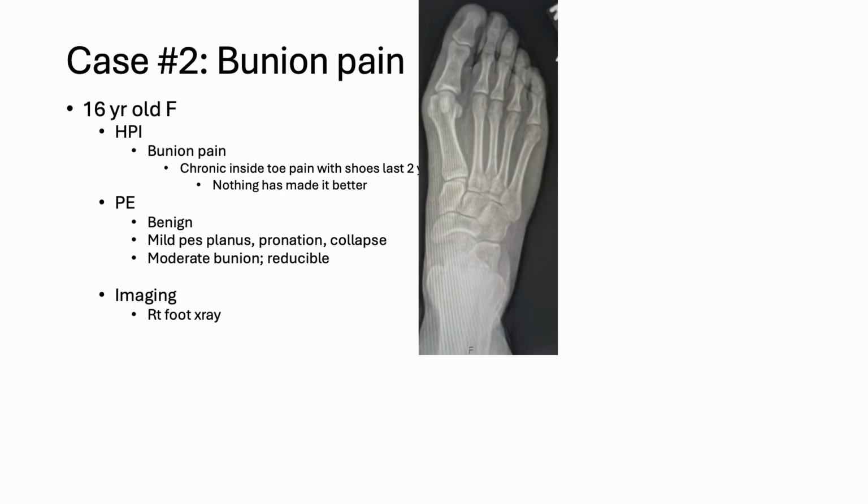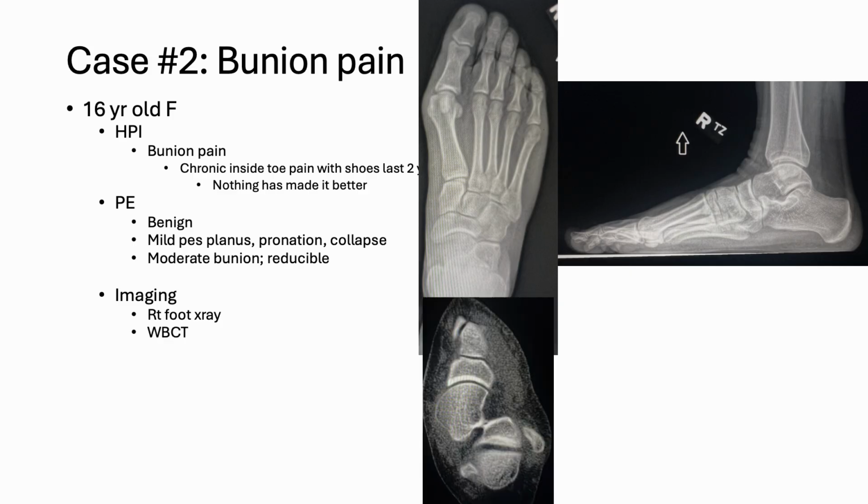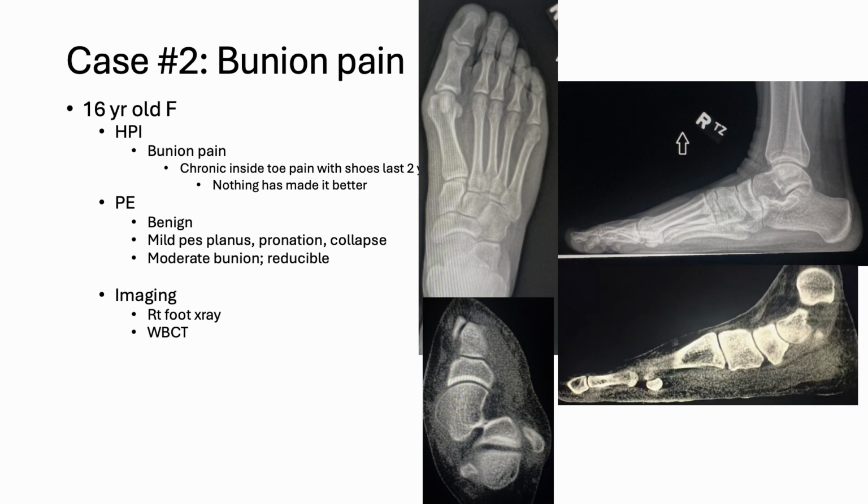We got right foot imaging. What does that look like? That's her foot. So nothing too crazy. I wasn't super impressed, but clinically she had a flatter foot than what the x-rays showed. Again, we got a weight-bearing CT scan. That weight-bearing CT scan, to me, showed significantly more hindfoot pronation than the x-ray itself showed. And then you can really see the elevation through that medial column.